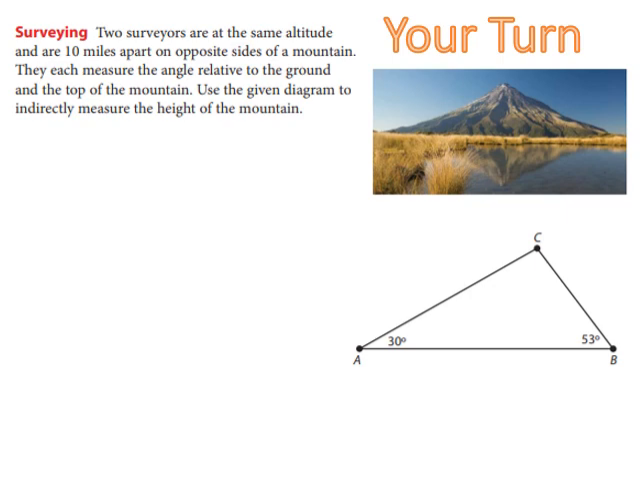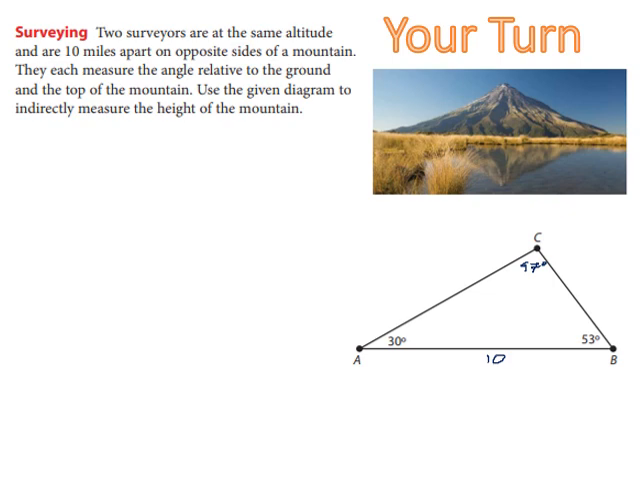All right, so they're 10 miles apart. We've got 53 degree angle, 30 degree angle. Just because it's good to have information, let's figure out that last angle. 53 plus 30 is 83. So that means our missing angle is 97 degrees, not a right angle. So even though it's close, it's not a right angle.